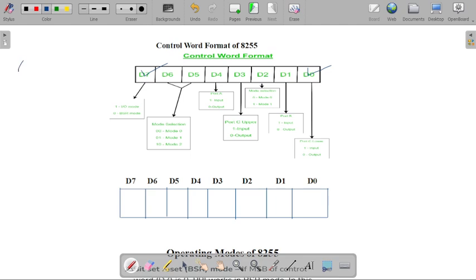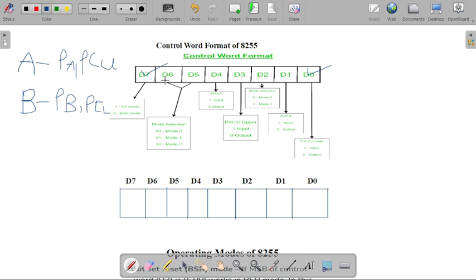We have learned that there are two groups available in our 8255 architecture, group A and group B. Port A and the upper part of port C are included in group A. In group B, port B will be there and the lower part of port C will be added to our group B architecture.